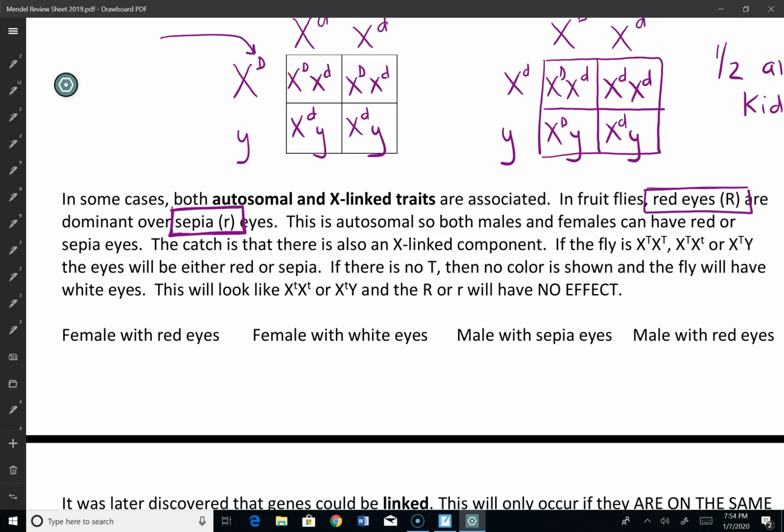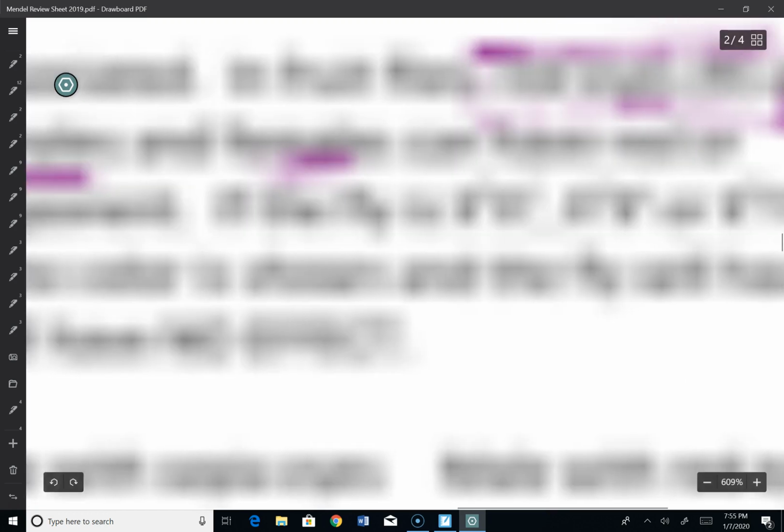So let's read it carefully. The color of eyes, either red or sepia, is autosomal. That means it's not a sex chromosome. So basically males and females could both have red or sepia eyes. It can happen. But remember, I told you there's an X-linked component, and this is where it really makes a big deal. So let's zoom in over here.